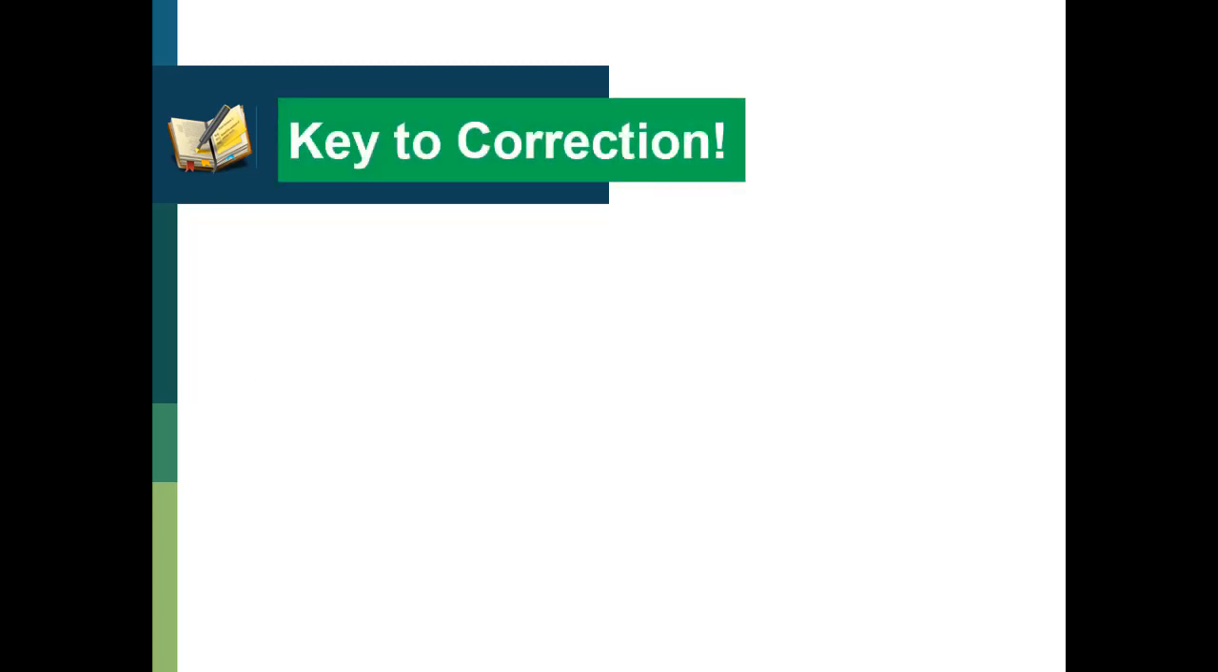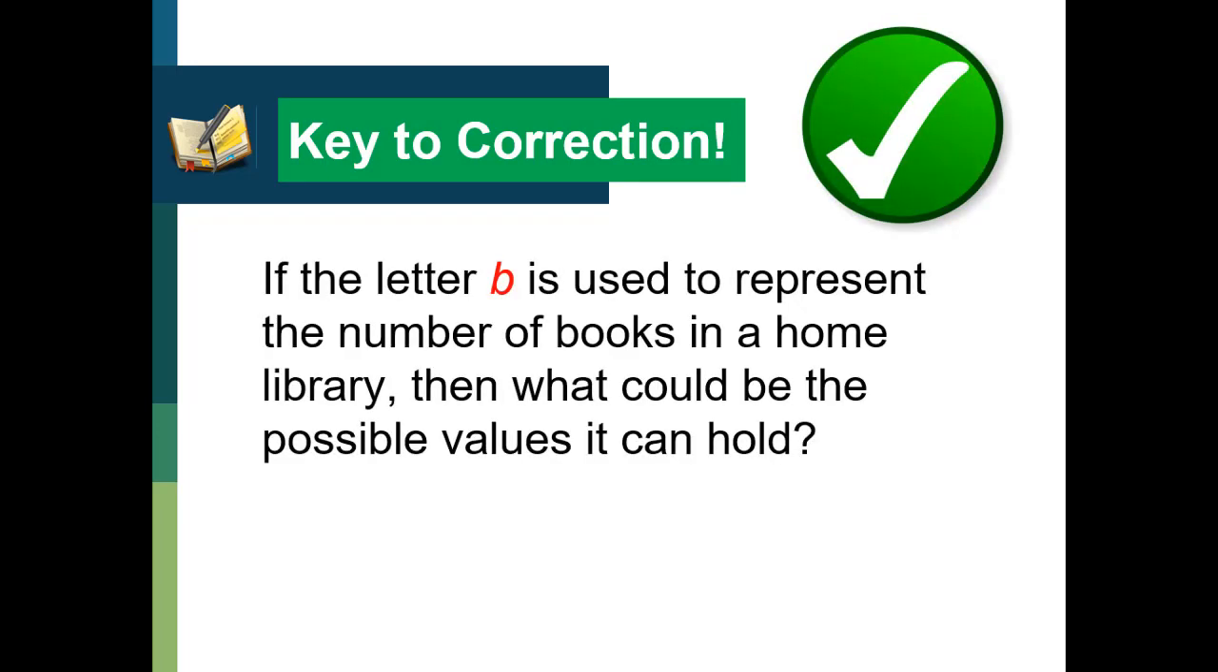Alright, I think you now have your answer. So here's the key to your correction. The answer is, it could be 0, 1, 2, and so on, because the number of books in a home library is of course a whole number. It cannot represent a fraction or a decimal. So it could be 0, meaning there are no books, 1 book, 2 books, or the maximum possible number of books. Is that clear? Alright, let's proceed to another use of variable.